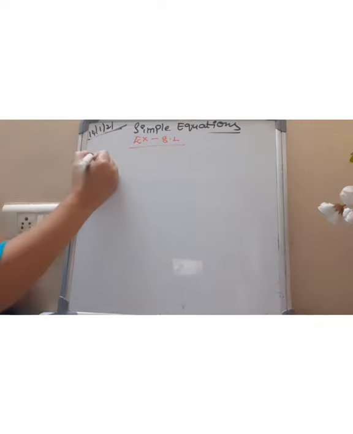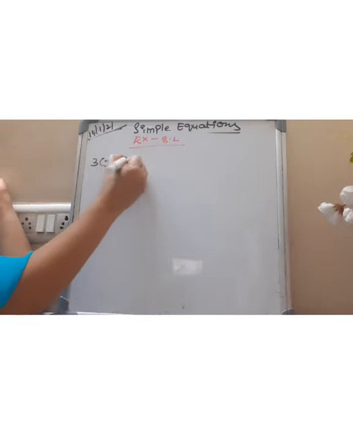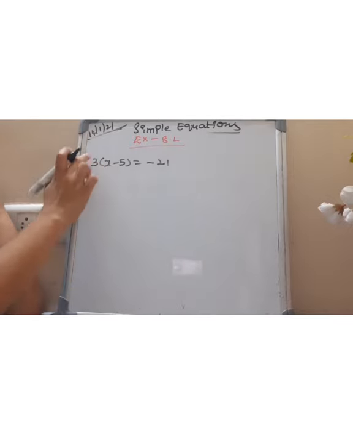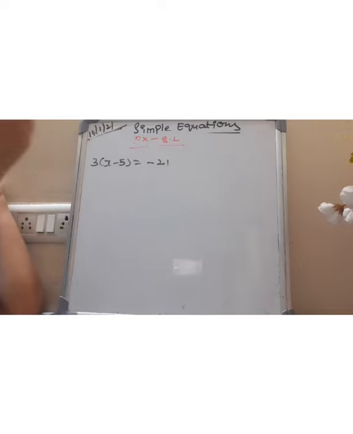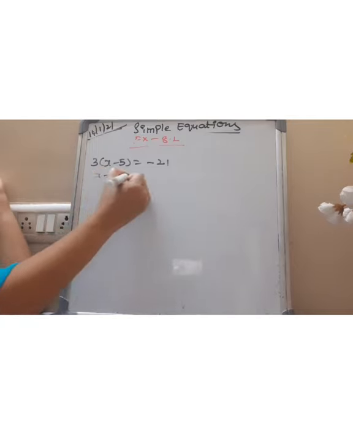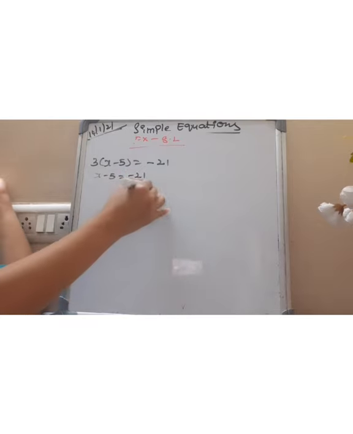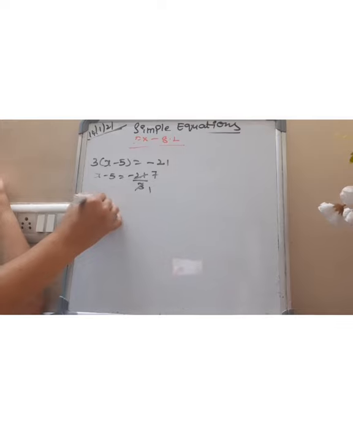The next category in this is here. 3 multiplied by x minus 5 is equal to negative 21. You can expand this or you can send the 3 to the other side directly. It's better to send 3 to the other side because they are in the multiplication form. So x minus 5 is equal to negative 21 divided by 3. So 3 7s are 21. So x minus 5 is equal to negative 7.